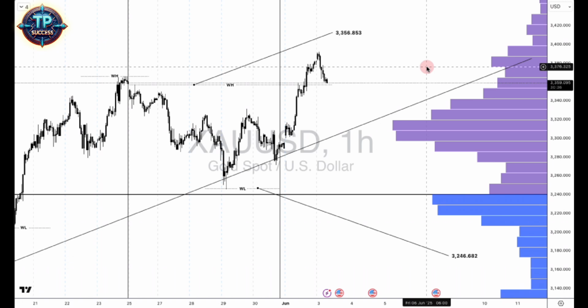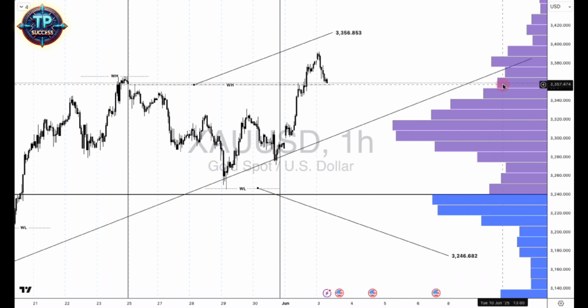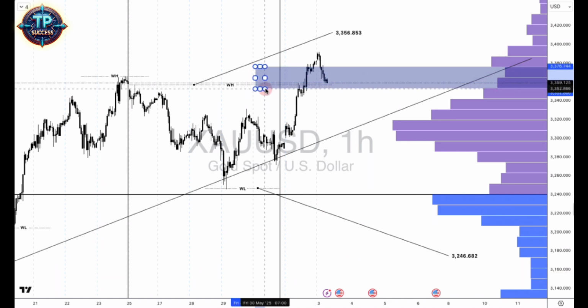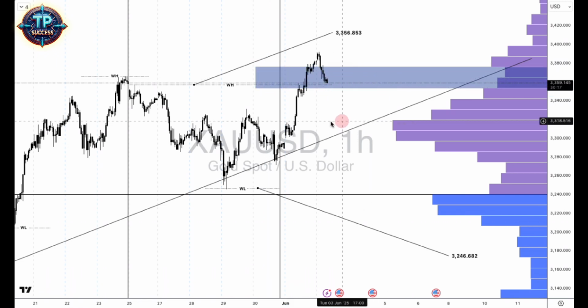Okay, so we have a low value node in this area right here, right? A low value node in this area right here. So we're going to use that as a guide right now. Okay. Yep, that looks about right. So using this low value node area on the 1 hour as a guide, this is what I will be looking to do, right?